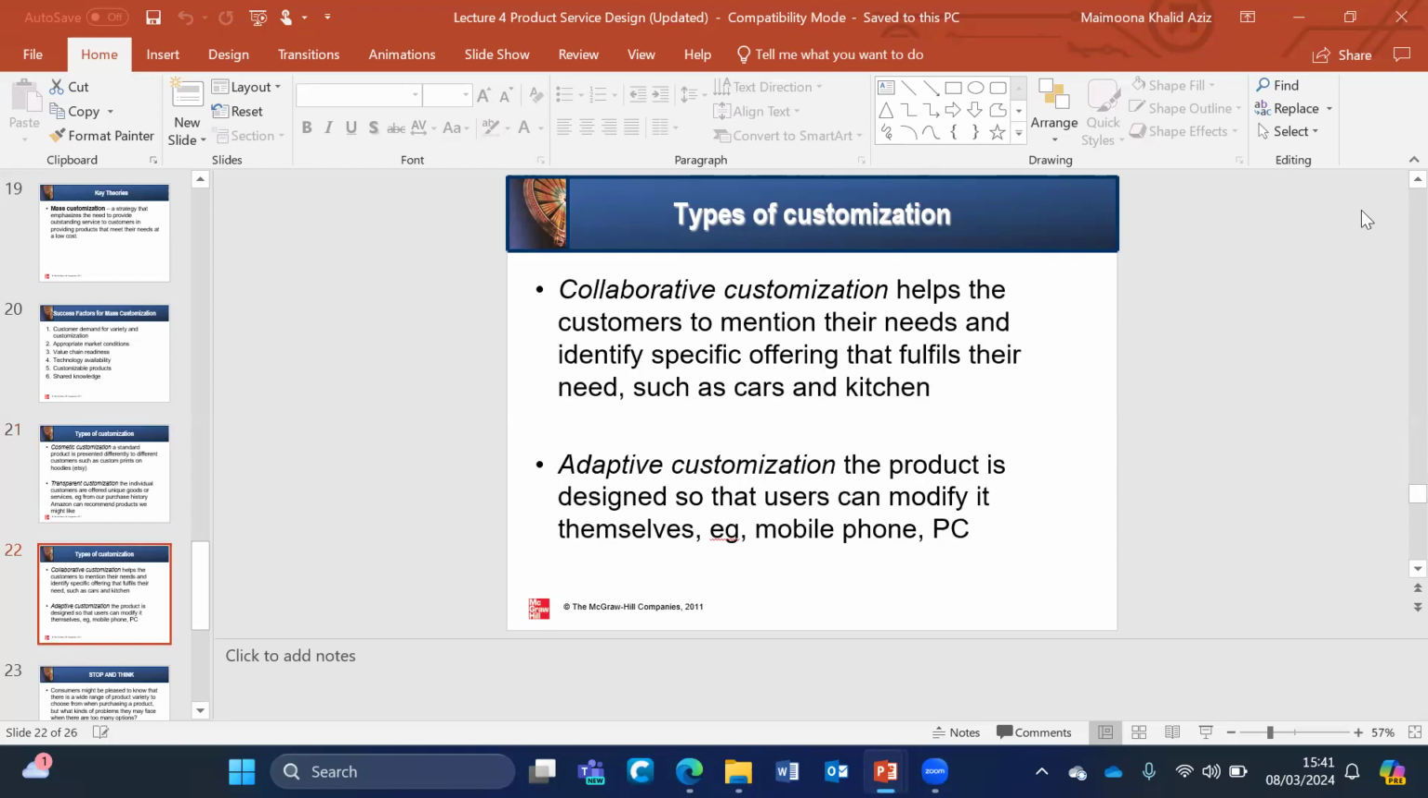The next one is collaborative customization. Here, you help the customer to identify their needs and what they need. So, for example, they mention what they want, and you provide them a bundle of products, such as a car or a kitchen.